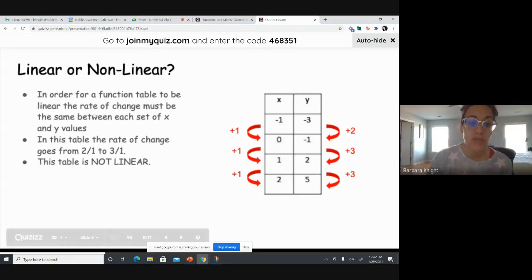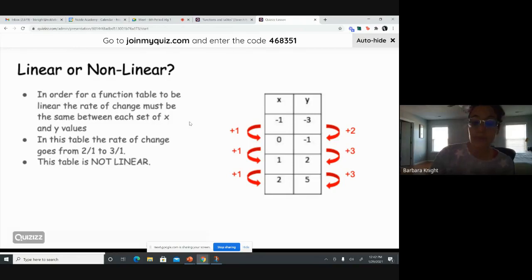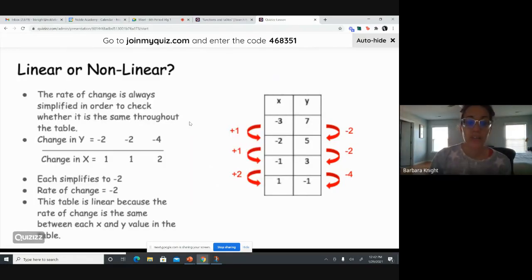It's nonlinear because in this table, the rate of change goes from 2/1 to 3/1. So it goes from 2 to 3, right? So if you see here, 2/1, and then it goes to 3/1, and that doesn't work. It has to be the same rate of change. What about this one? Is this a linear or nonlinear function? What do you guys think?